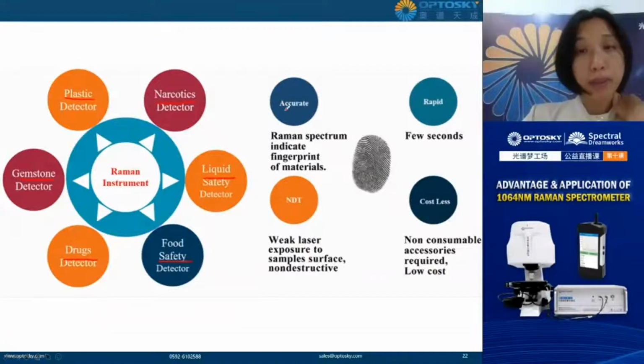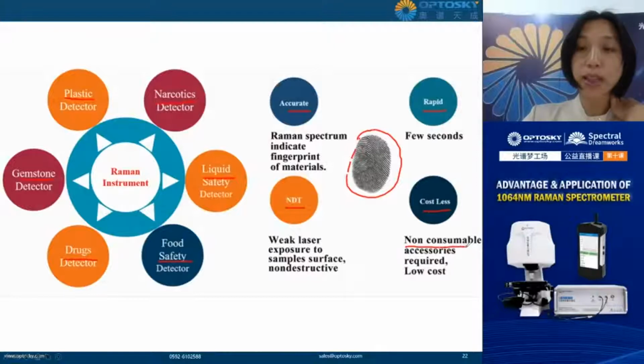Why we use the Raman spectrometer? Because the Raman spectrum is like the fingerprint of the material, so it's very accurate, and it just takes few seconds, so it's very rapid test. And also it just need to shoot the weak laser to the sample surface, is non-destructive, and no need to prepare samples and non-consumable accessories, so it's low cost.